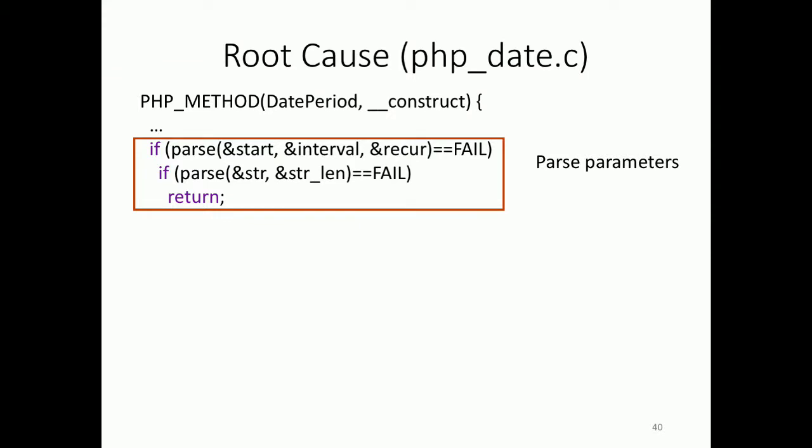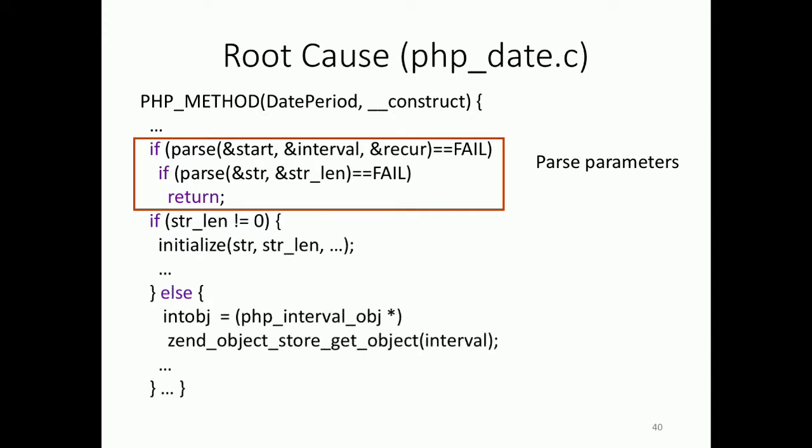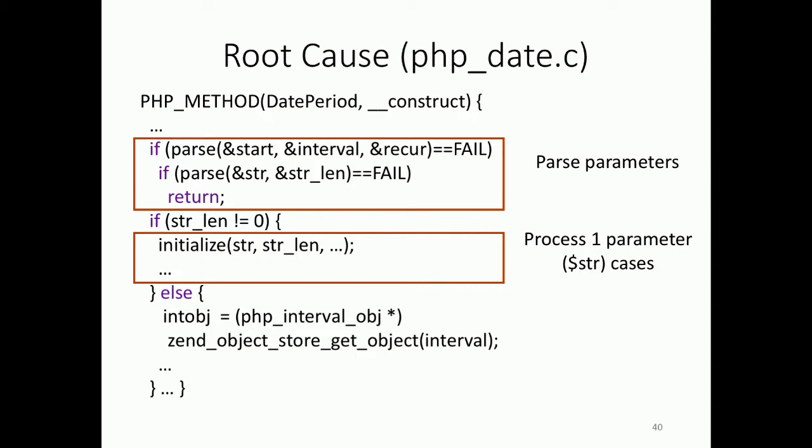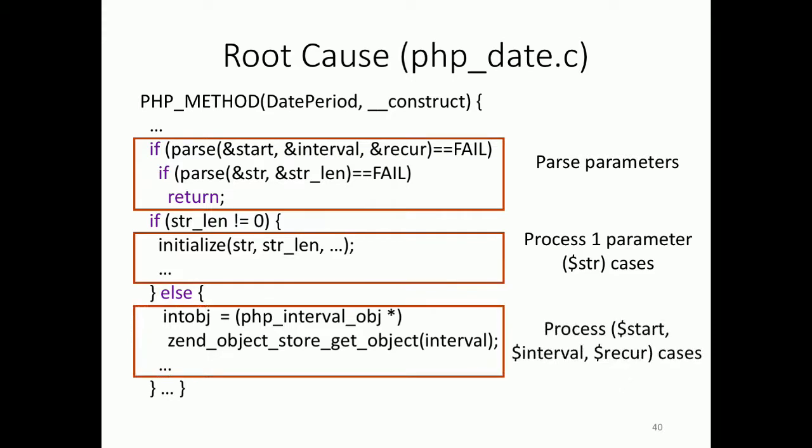And here's the root cause of this error. This shows a simplified code snippet of the constructor implementation for the DatePeriod class. Because there are multiple constructors, this function handles them all, so it first tries to parse the parameters, and tries to parse them twice. Then, after it parses the parameters, there's an if statement that dispatches execution. The then branch corresponds to the logic handling the one-parameter constructor case, and the else branch corresponds to handling constructors with 3 parameters.